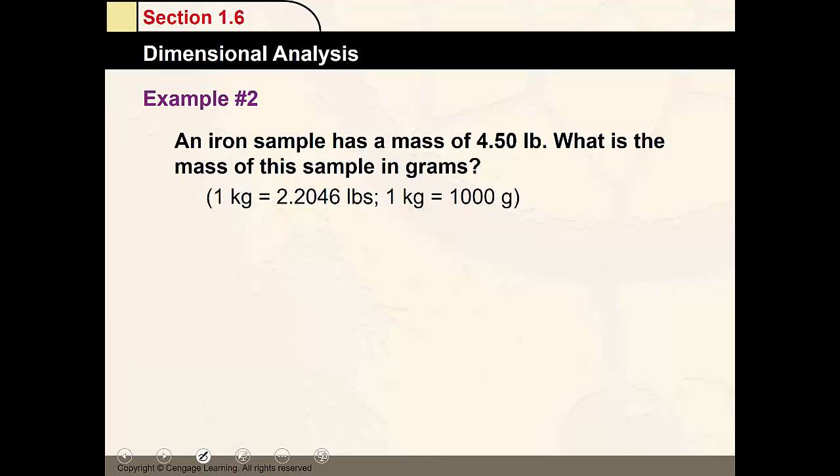Okay, next example. Now it's a little more complicated. So same thing, we're given 4.5 pounds, and we want to know at the end, what's that mass in grams? So we know we want to end up with the correct units. So we know if we have the undesired units here, that same undesired unit has to go down here. So we know pounds has to go down here.